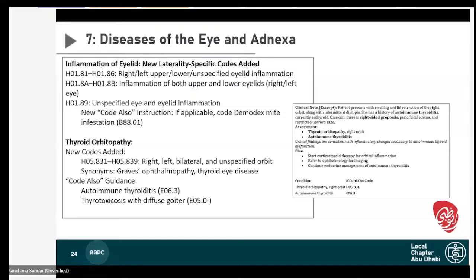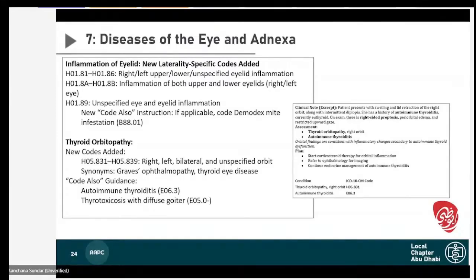So here comes a patient presented with swelling and lid retraction of the right orbit, and he has a lot of addressing about the eye in the clinical note. And in the assessment is what I want you all to focus. There is a document saying thyroid orbitopathy, right orbit is documented. And autoimmune thyroiditis is being documented. Here, to completely code this chart, we have to ensure that we are coding thyroid orbitopathy, and that is right orbit, and autoimmune thyroiditis also as an add-on code.